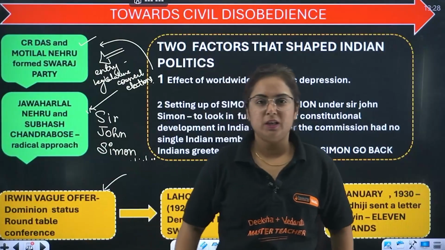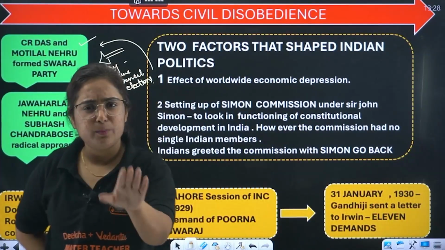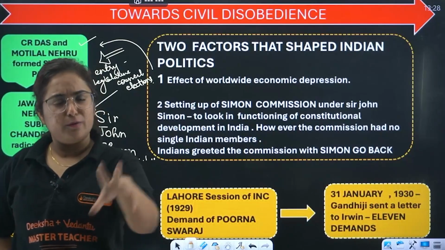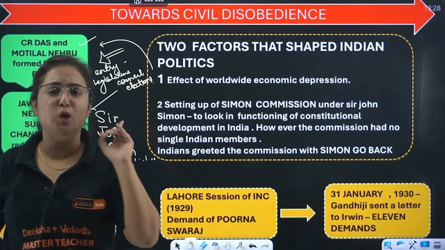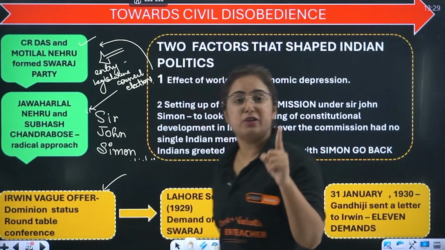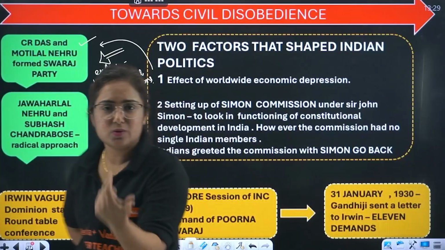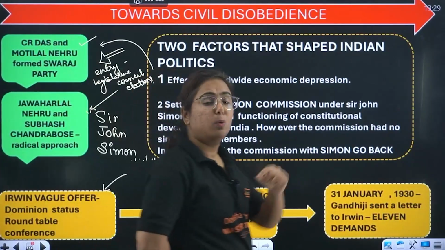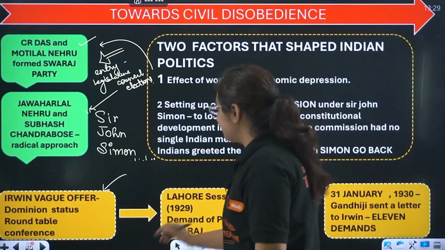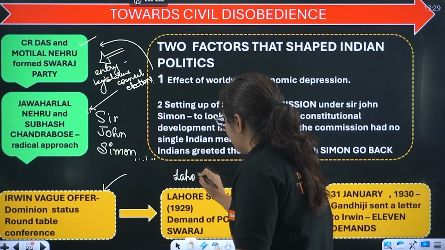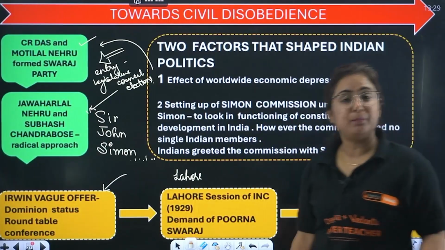Irwin came with this offer in front of the Indian National Congress and Gandhiji, and the Indian National Congress treated him like, bro, are you serious? We are going to accept dominion status in 1928? No. At that time, the Indian National Congress had radical leaders, Jawaharlal Nehru and Subhash Chandra Bose, who were coming to the fore and were totally against these ideas of Britishers. So it was the Lahore session of the Indian National Congress in December 1929.